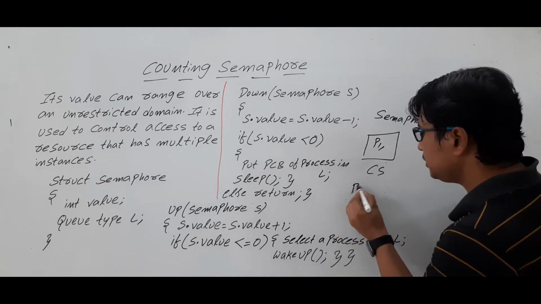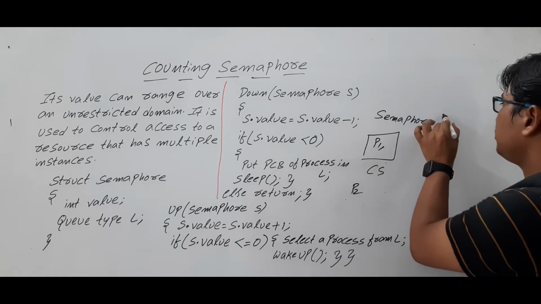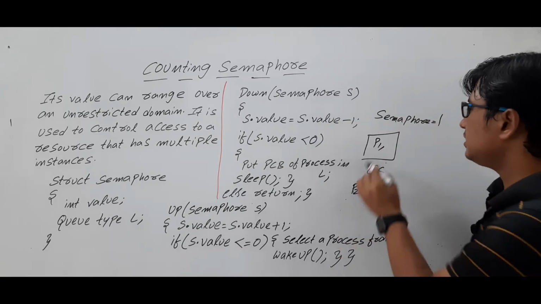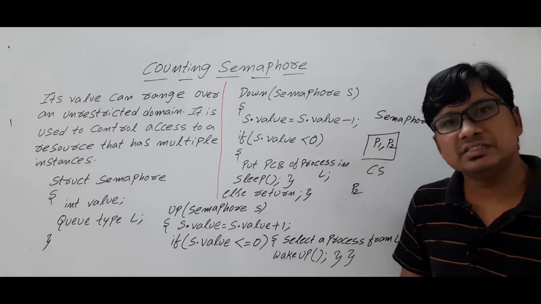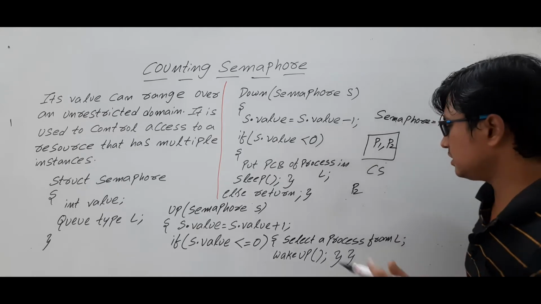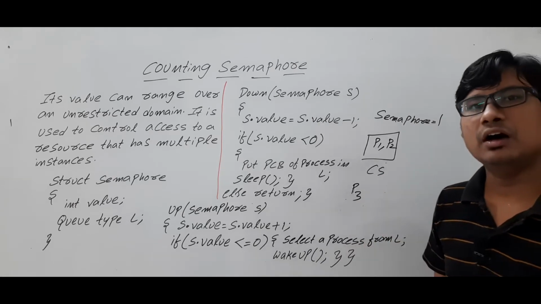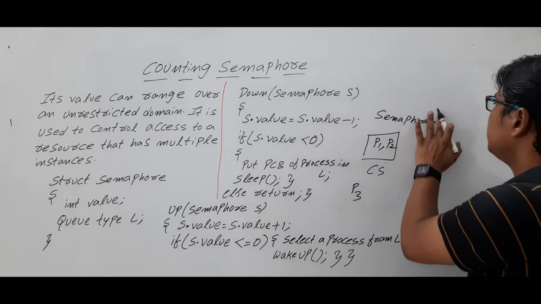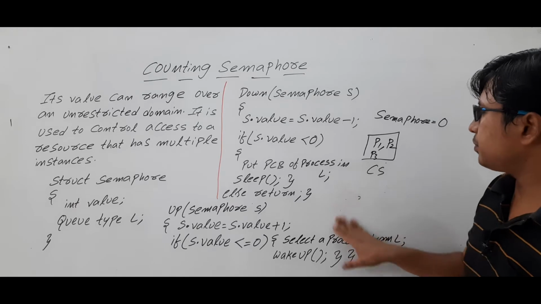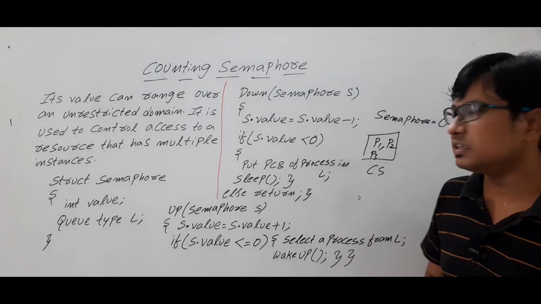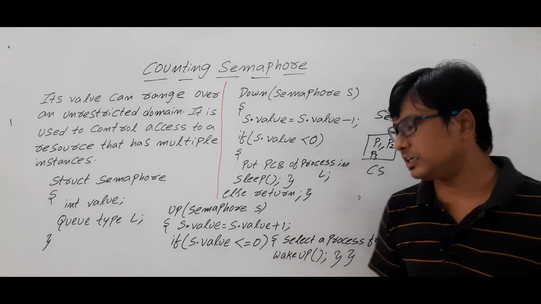Now the semaphore value is 2, meaning two more processes can enter the critical section. Now process P2 wants to enter. Again it decrements the semaphore value by 1 and then enters the critical section. Now the semaphore value is 1, meaning one more process can enter. Now process P3 wants to enter. Again it decrements the semaphore value by 1. It becomes 0 and process P3 enters the critical section. Now three processes are in the critical section and the semaphore value is 0, so no more process can enter.